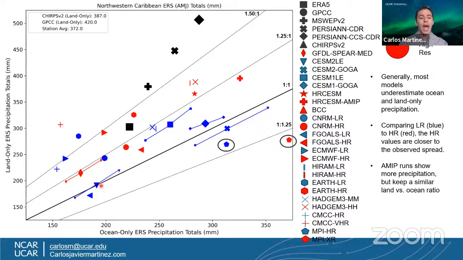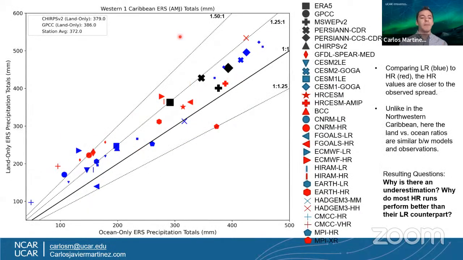In addition to that, I do have the large ensembles and their spread within the individual members, and comparing, for example, CESM2 with the CESM2 GOGA runs, you do see that the AMIP runs show more precipitation, but under the same land-ocean ratio, and that's what the dotted lines show, where we also see the models show a lower ratio than the ratios that we're seeing between land versus ocean in the observational spread. So if I look at another region, for example, we see a similar case in the spread between the blues and the reds. The only difference is the AMIP runs showing more precipitation than the fully coupled runs from the CESM models. So it's clear here that there seems to be an underestimation, generally speaking.